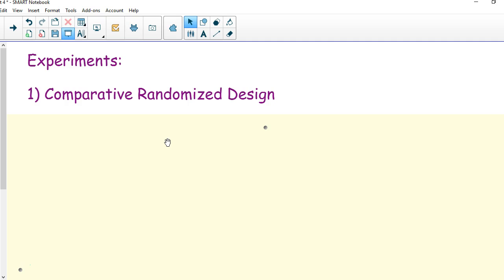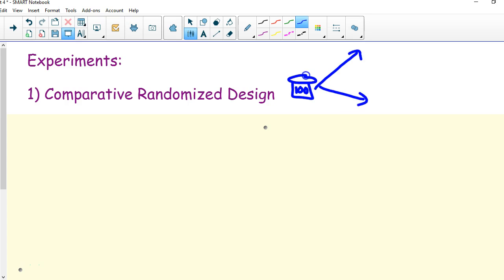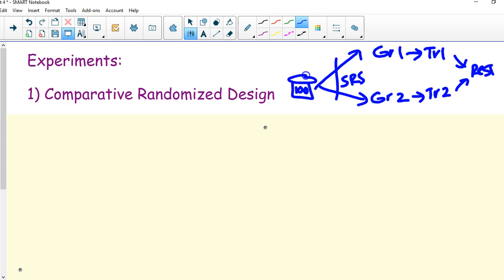A comparative randomized design is where we have a group of subjects or experimental units. We have one hat. They're all in this hat. 100 people in here, 100 subjects. Using the hat method, or an SRS, they go to group 1, group 2. They get their treatment 1, their treatment 2. We look at the response then, the outcome, okay? The treatments are our explanatory variables.